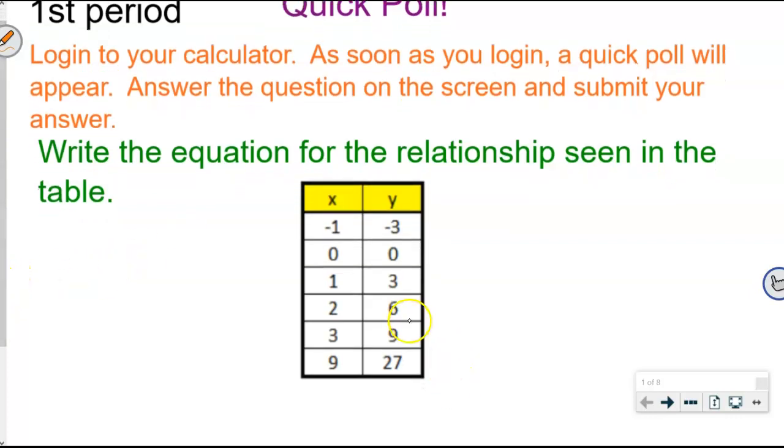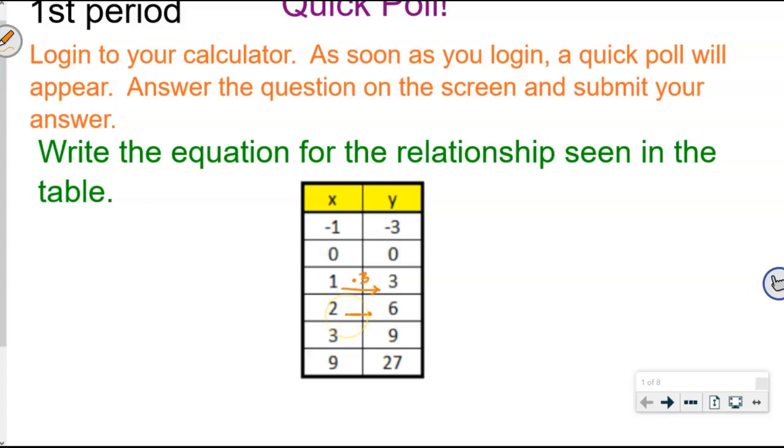The constant of proportionality, you can find it anywhere in the table. My favorite place to find it is right here. Whenever you have a 1 in the table in the left-hand side, it's very easy. How does a 1 change to become a 3? You just multiply by 3. And you can test that out, see if it works everywhere else.